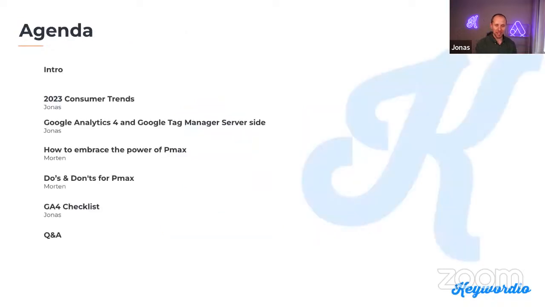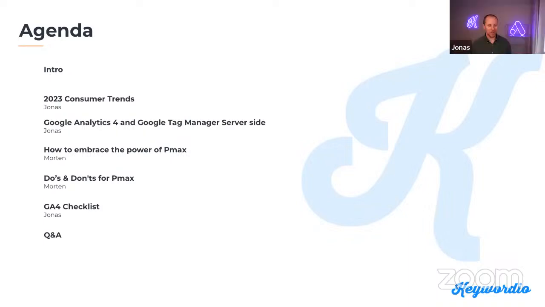So the agenda for today, like we said, is new consumer trends for 2023. We have actually seen some really big shifts in how consumers make purchases, and it's due to a lot of things, and it's also different in different categories, for example, within e-commerce. Then we'll speak about Google Analytics 4 and Google Tag Manager server side, and Morten, you will bring in all the new updates and insights that you need to know about Performance Max, some do's and don'ts. Exactly.